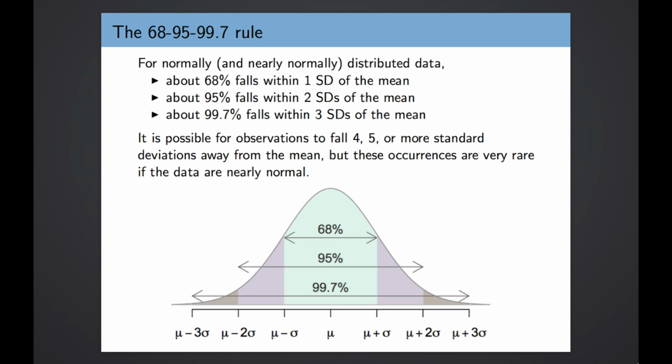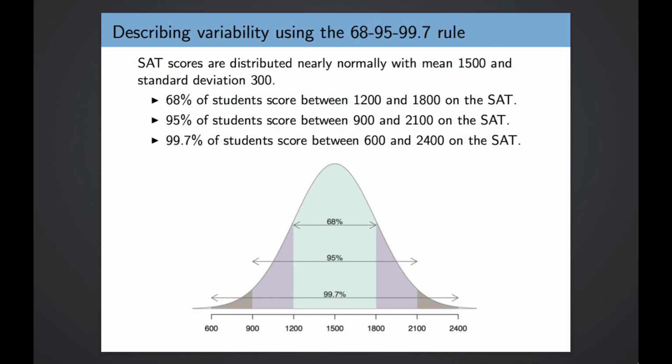So while it's possible for there to be observations in normally distributed data that are farther away from the mean than that, they're very rare. And this tells us some interesting properties of normal distributions and where the bulk of observations are going to fall within that distribution. To make this concrete, let's look one more time at our example about SAT scores and the normal distribution of those scores.